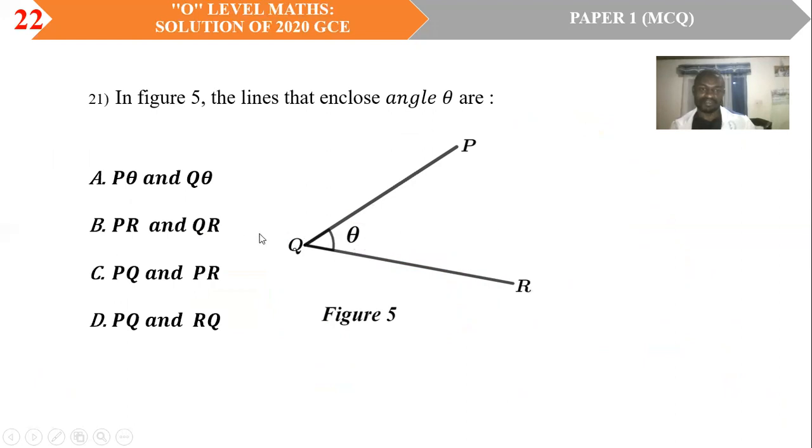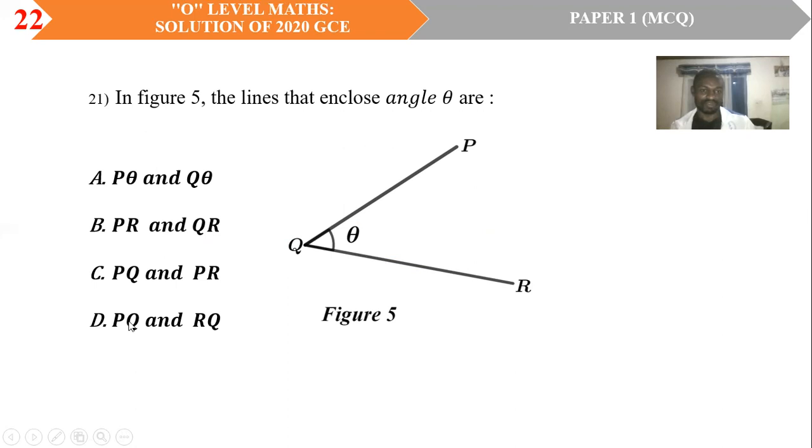Looking at the alternatives, this is PR, this is P theta, which is not even describing any line or line segment. We move to B, PR, which is neither describing any line or line segment from what has been given, because P and R are not connected. PR, again, we don't have any connection between P and R as a line.